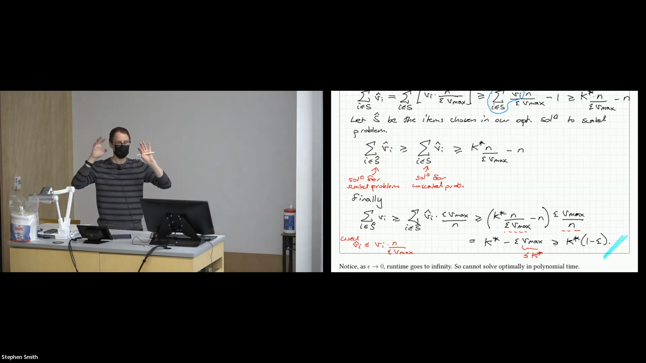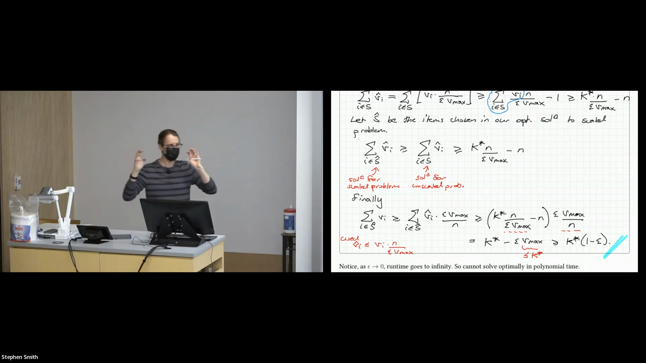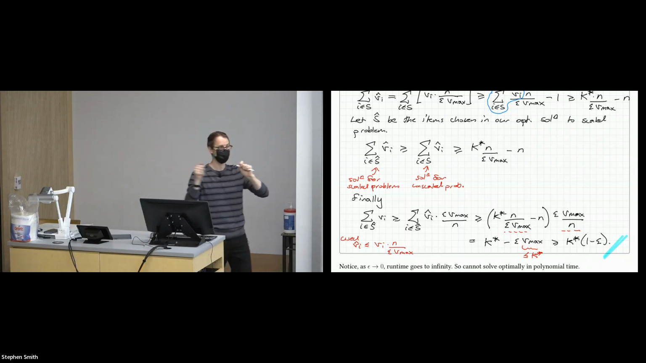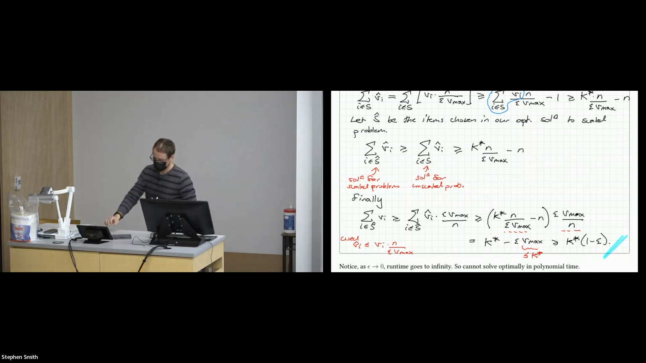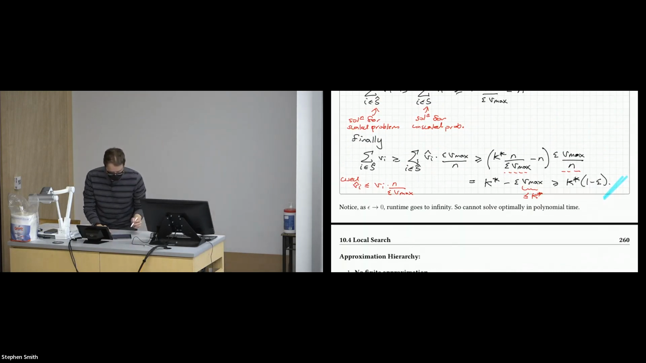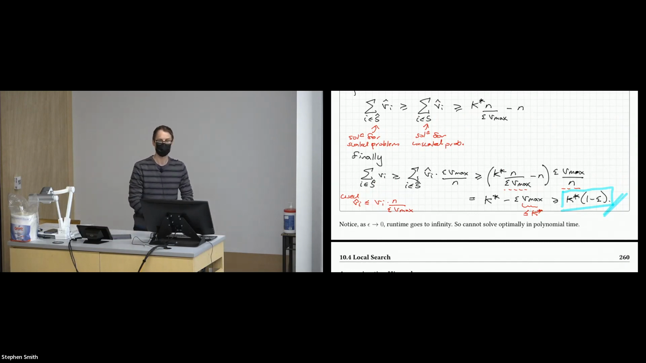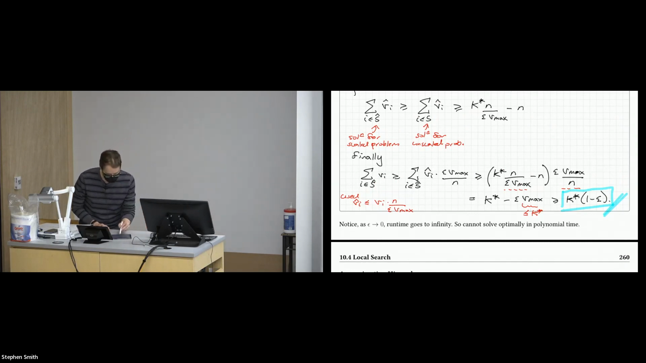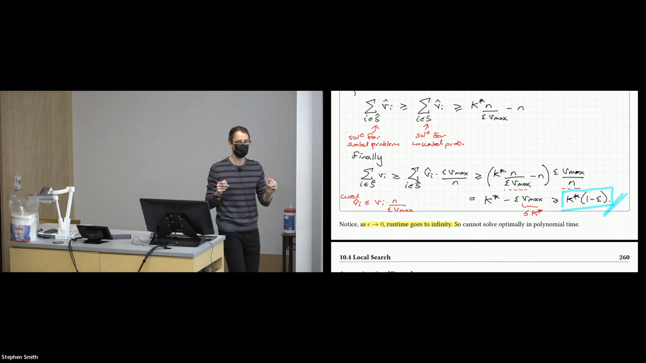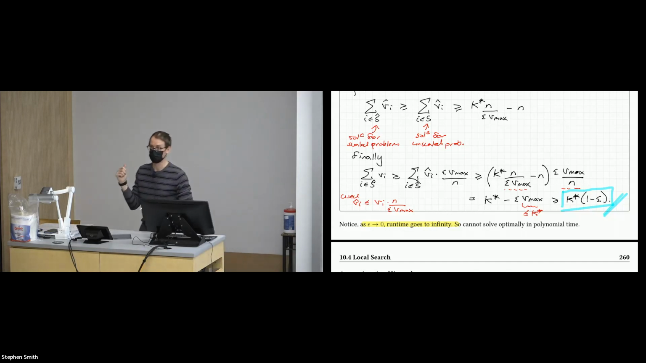I agree the argument's a little bit complicated, and I think it's primarily because I'm doing all this stuff with hats and not hats and trying to relate everything. But what's very cool in the end is that we're getting an algorithm that runs in polynomial time and gets me a solution that's no more than 1 minus epsilon from the optimal solution. And so it doesn't violate any fundamental properties because, as I said, as epsilon goes to 0, the runtime goes to infinity. So we cannot guarantee that we solve it optimally in polynomial time, but we can get arbitrarily close.